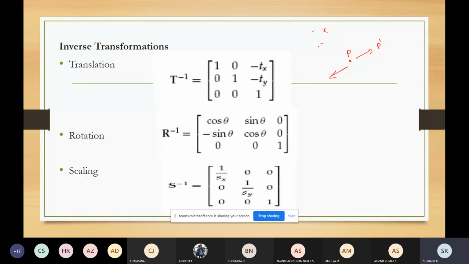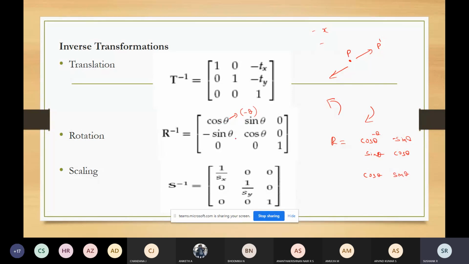For rotation, I told you that theta means anti-clockwise direction, minus theta means clockwise direction. So if you want the inverse of rotation, just replace theta with minus theta. This is the final derived answer. We have the formulas cos theta, minus sin theta, cos theta, and I've replaced everything with minus theta. Cos of minus theta will be cos theta only. Sin of minus theta will become minus sin theta. Minus into minus will become plus sin theta.